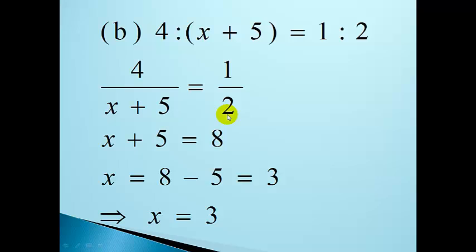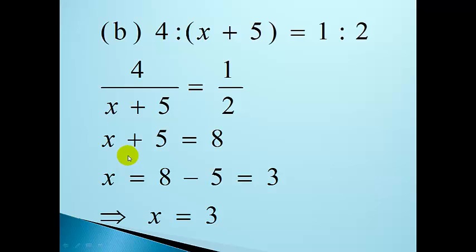Now here we also cross multiply. So the denominator on the left hand side multiplies the numerator on the right hand side. And so x plus 5 times 1 will give us the same x plus 5. This is equal to 4 times 2, which will give us 8. So x plus 5 is equal to 8.